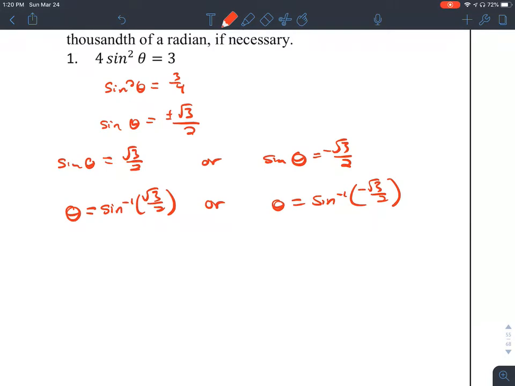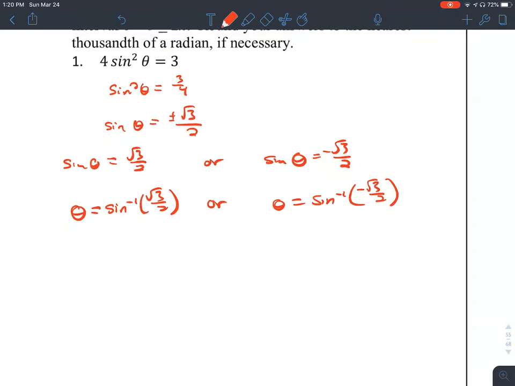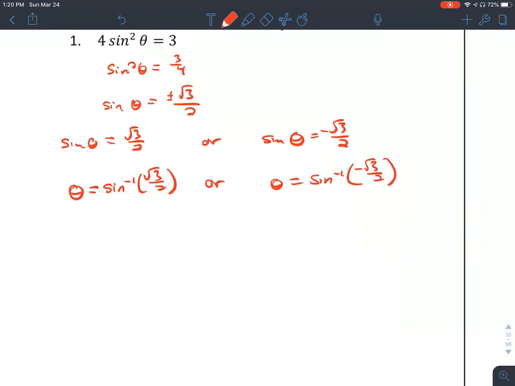In both cases, I'm going to have the same reference triangle. This first equation, sine inverse of square root of 3 over 2, means the y has to be positive, that's quadrants 1 or 2. Sine inverse of negative square root of 3 over 2, the sign has to be negative, that's in quadrant 3 or 4. So in order for this y value to be square root of 3 over 2, that's a 30, 60, 90 triangle.